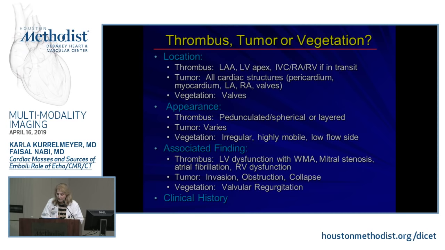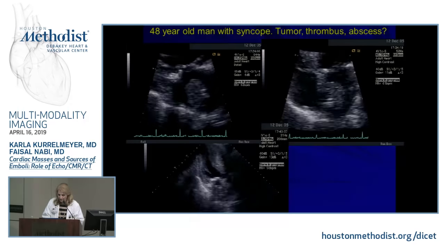I think probably the most important thing is the clinical history, because the clinical history can really help guide you when trying to determine if it's a thrombus, a tumor, or a vegetation.